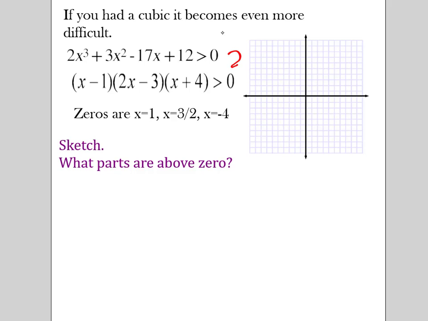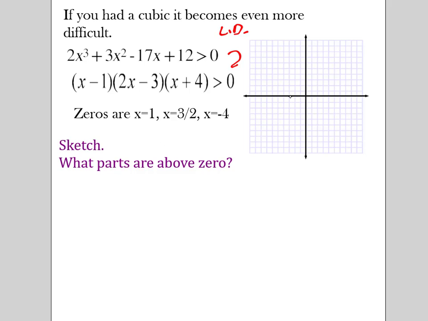This is your factor theorem, your long division. So that skill's not going away. You have to be able to take this cubic in standard form and rip it down to factored form. So just to save some time, I've already written it out. So your zeros are 1, 3/2, and -4.